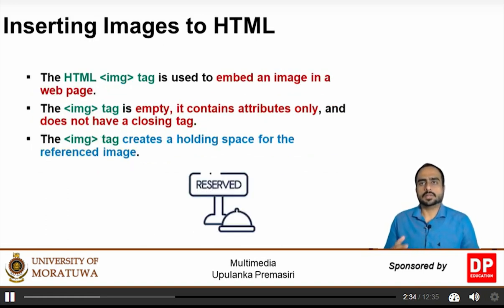Now we are going to take our first step towards inserting an image into our HTML web page. To insert an image, we have to use the img tag. This tag is empty and it contains attributes only. The img tag does not have a closing tag. The img tag acts as a reservation. It holds the space for the image that we are going to display.